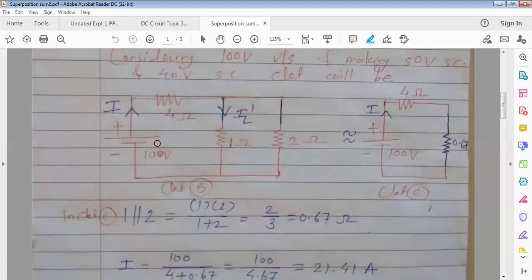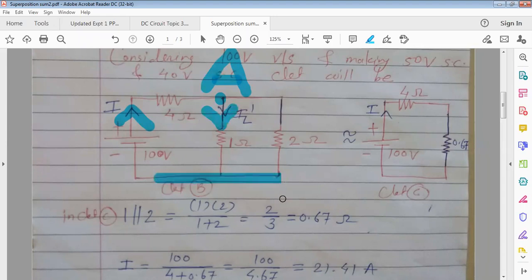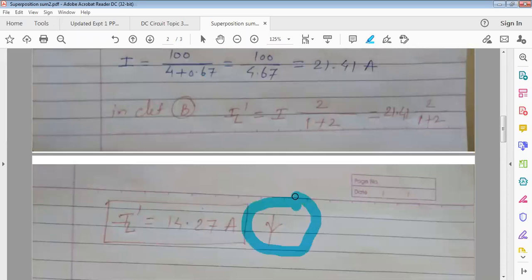Now, as only a single source is there, only 100 volt, we use the conventional direction of current. That's why current I will start from the positive terminal of the battery. Once it reaches node A, in which direction will you represent IL dash? Downward, isn't it? Because this point is at ground zero potential, and current always flows from higher to lower potential. So IL dash, the current flowing through load resistance 1 ohm with only the 100 volt source, is in a downward direction. Got it? Okay, can we go for the next source then?